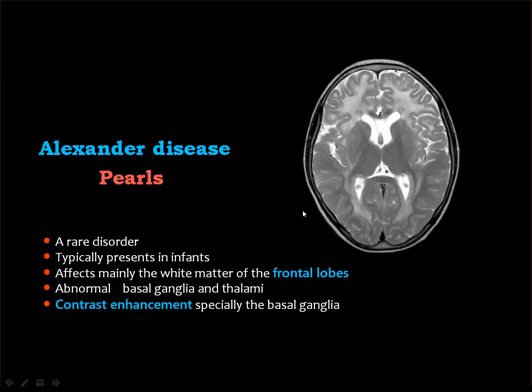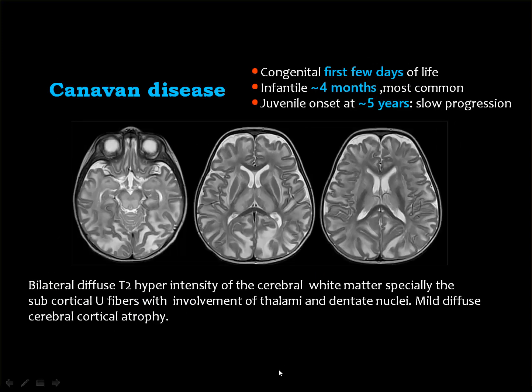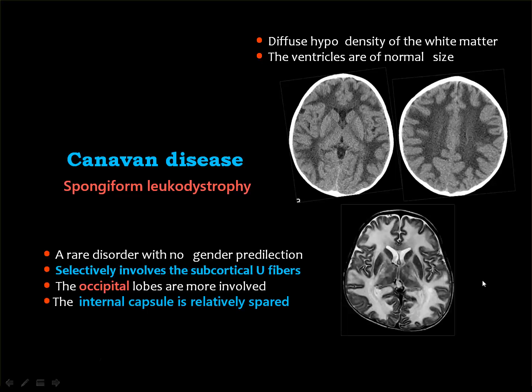Then final words about Alexander disease: it is rare, typically presents in infants, affects mainly the frontal lobes, abnormal signal in the basal ganglia and thalami, contrast enhancement. The last one in this group is Canavan disease, and it has 3 types of onset. It affects the white matter all through the brain parenchyma, and the same changes in the CT can also be appreciated on MRI. It is a rare disorder, selectively involves the subcortical U fibers.